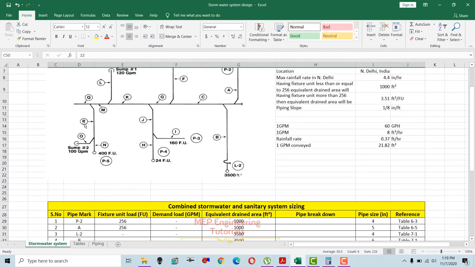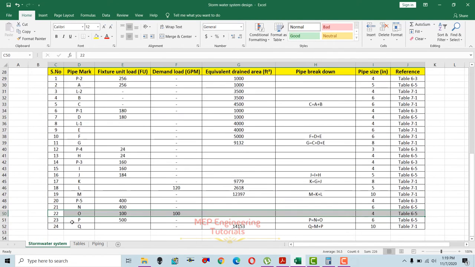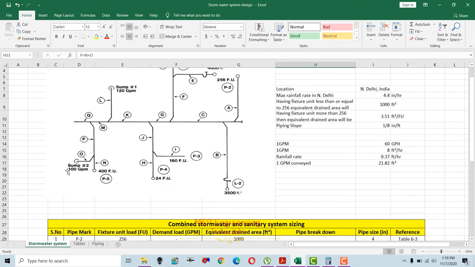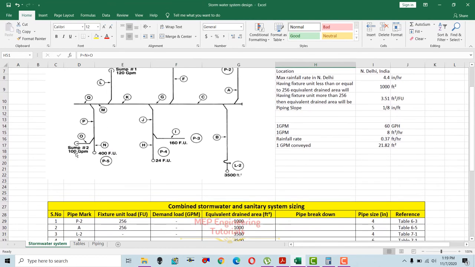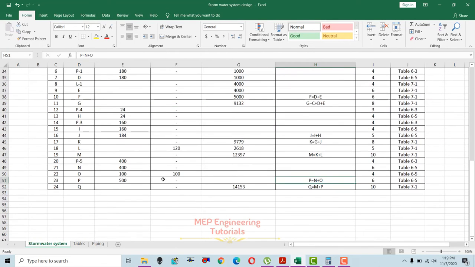So next is point P. It will be the sum of point N plus O. P, that is the sum of N and O, you can see in here. And the fixture units which we calculated here is 100, and at this point N is 400, point O is 100. So the total fixture units at point P will be 400 plus 100, that is 500 fixture units in here.